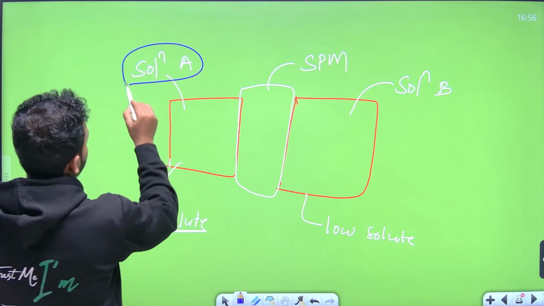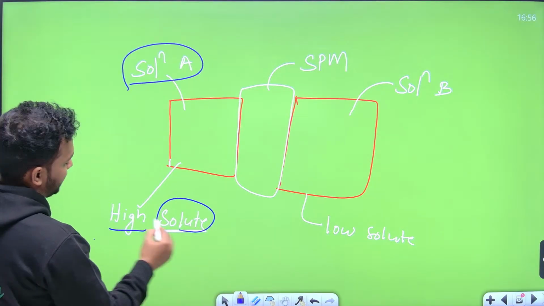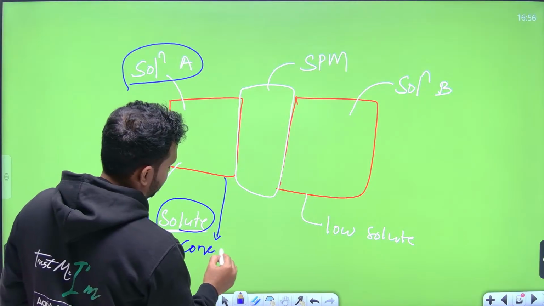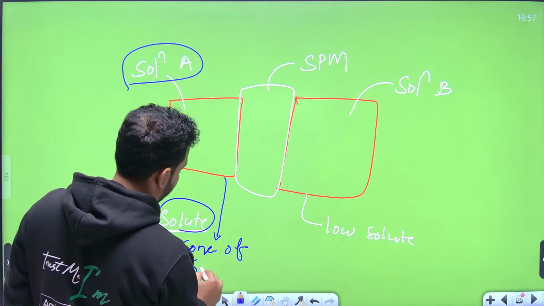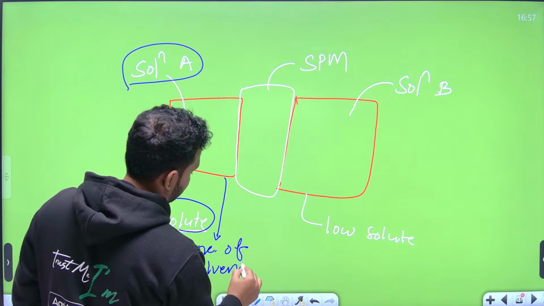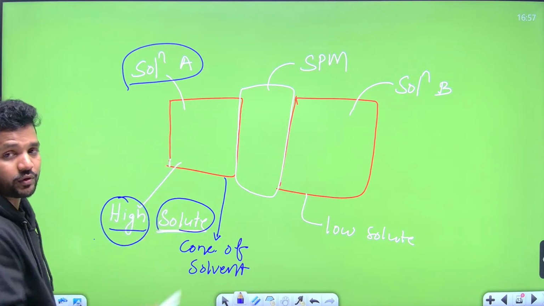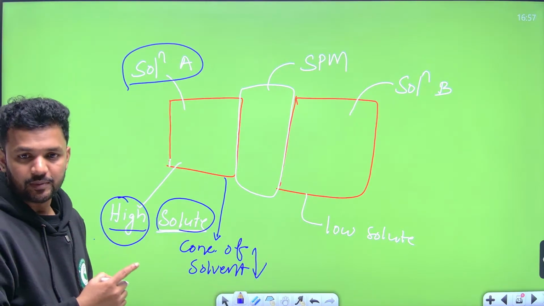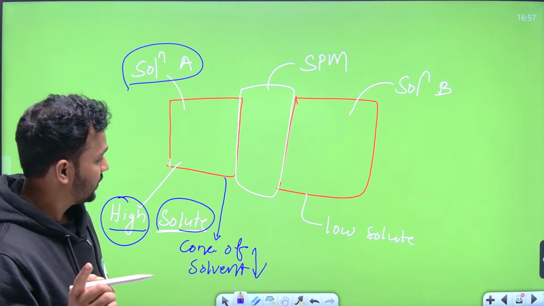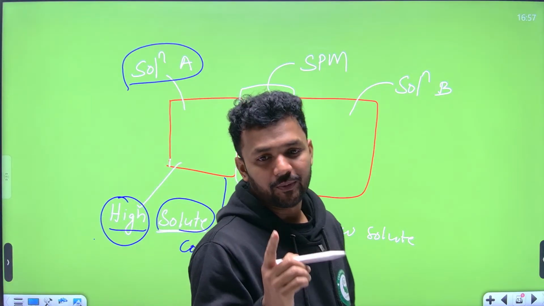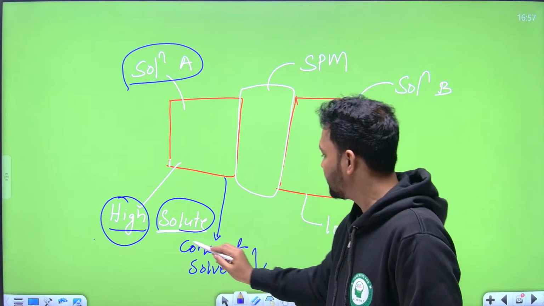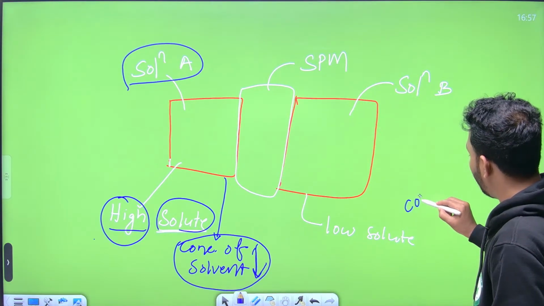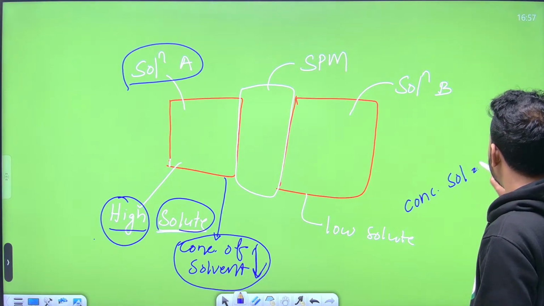Here in solution A, the concentration of solute is high. So here the concentration of solvent is definitely less if the volume is equal, right? It will be less. The solvent will move through a semi-permeable membrane from B to A. Yes, the movement of solvent would be from B to A because here the concentration of solvent will be less and here the concentration of solvent will be more.